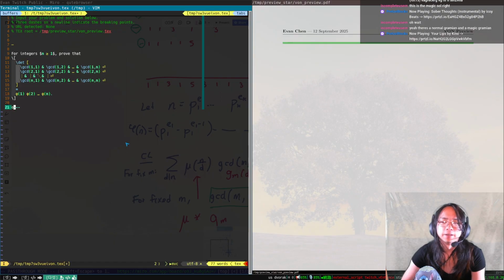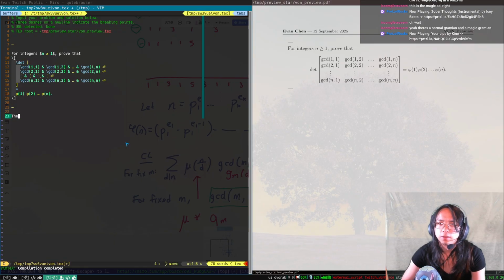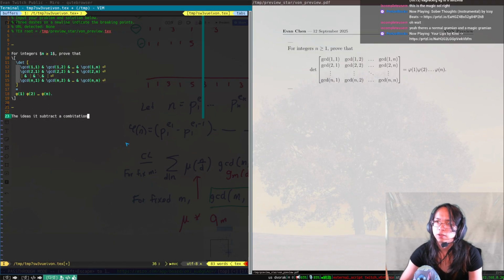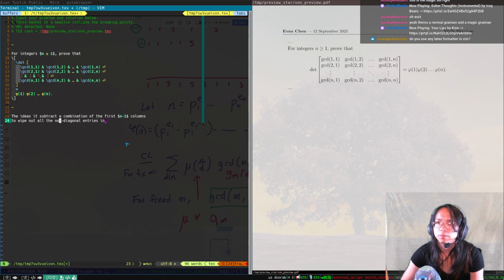Okay, so the idea is to subtract a combination of the first n-1 columns to wipe out all the off-diagonal entries. Sorry, I meant rows.